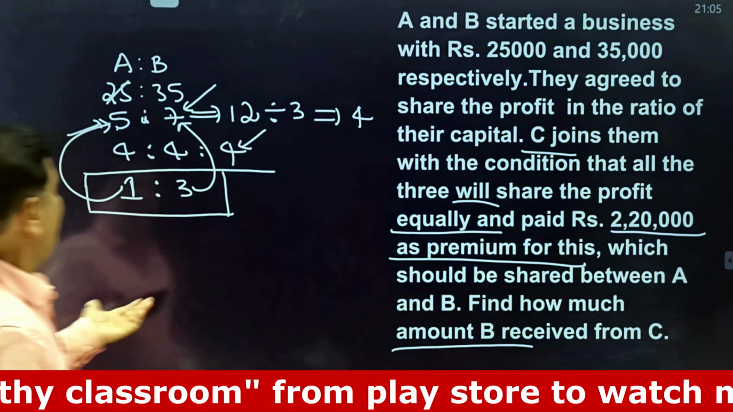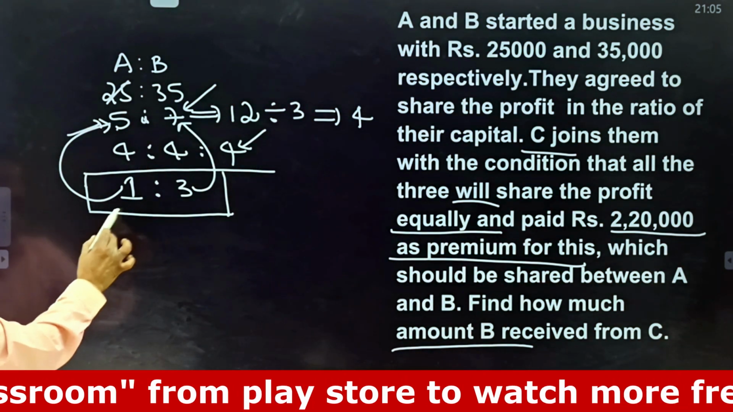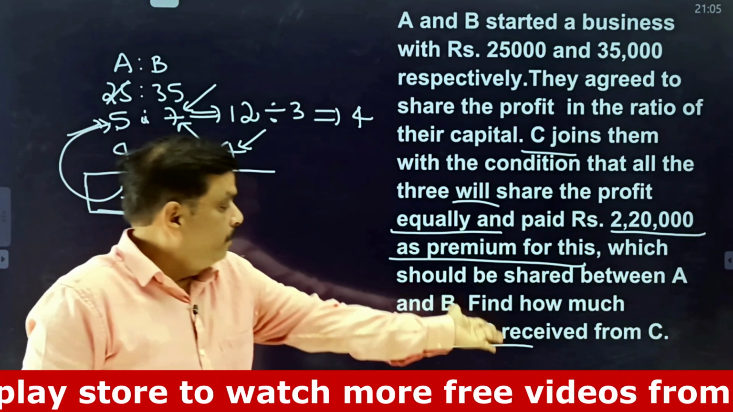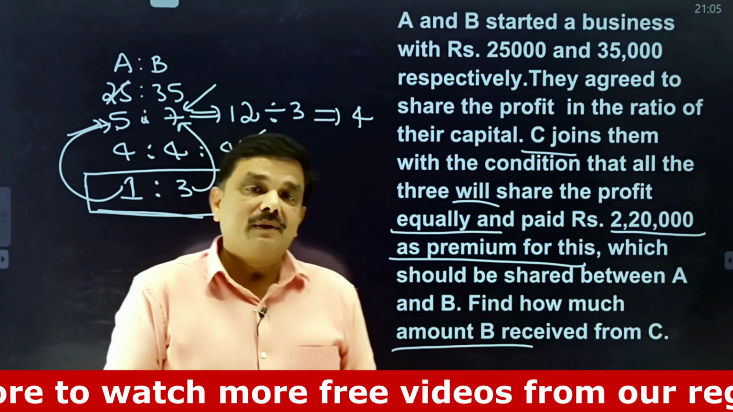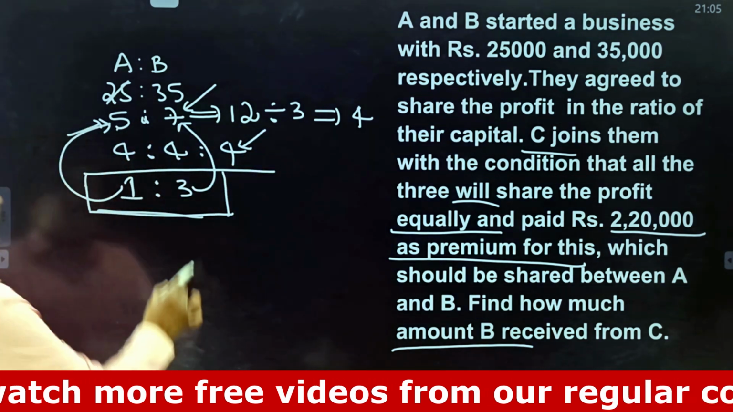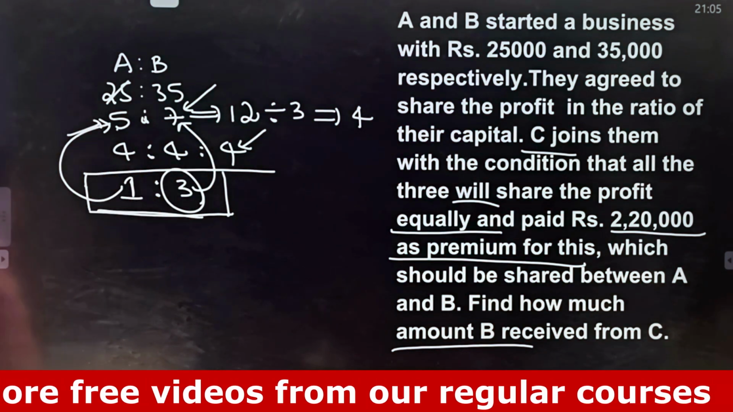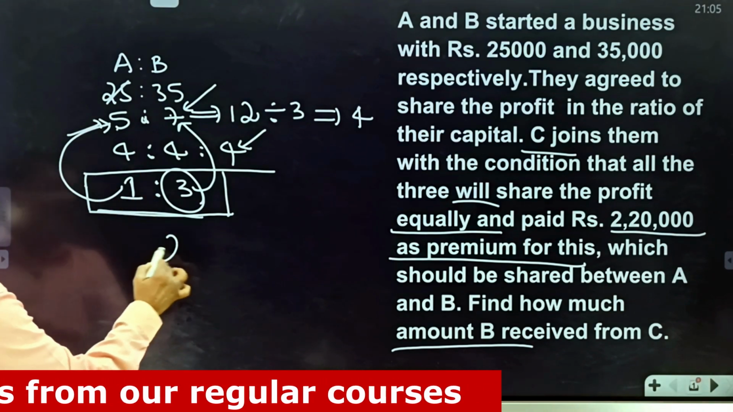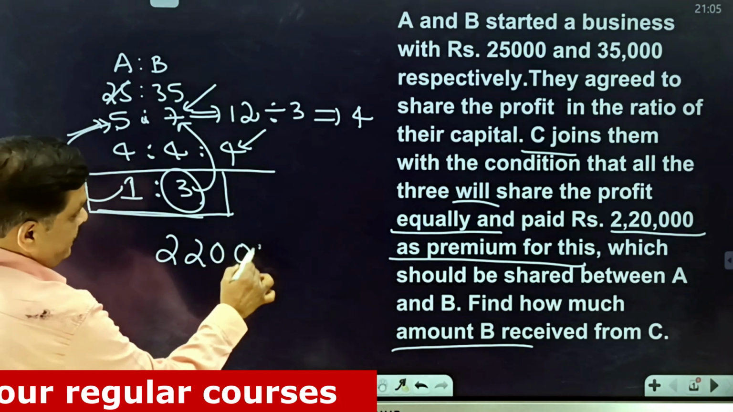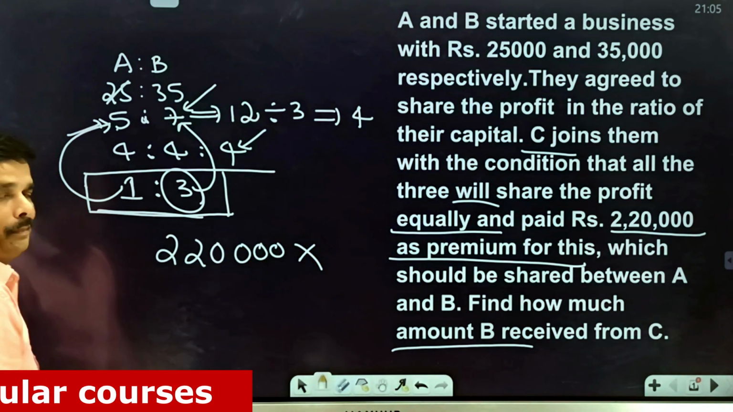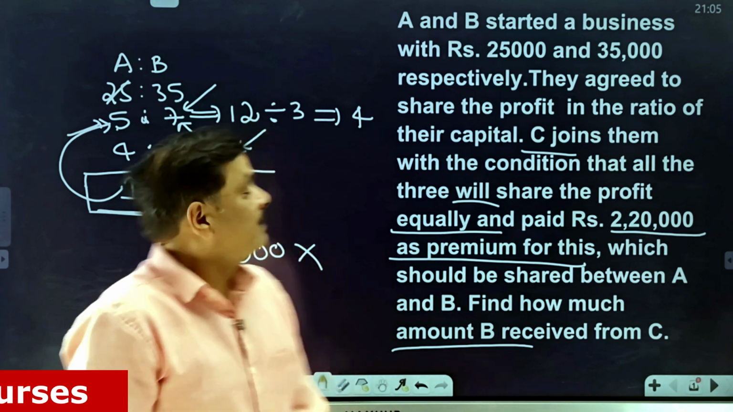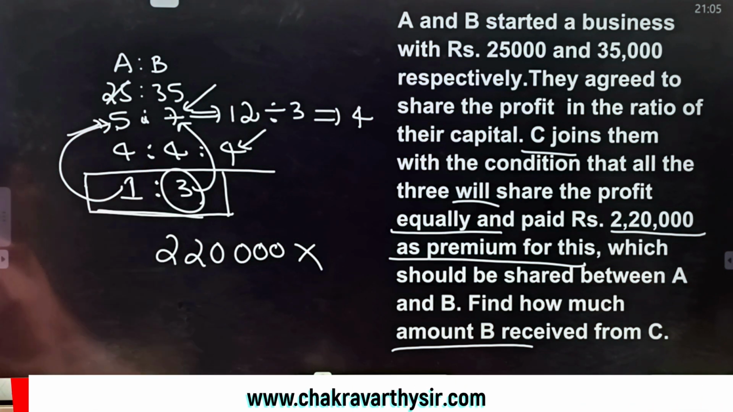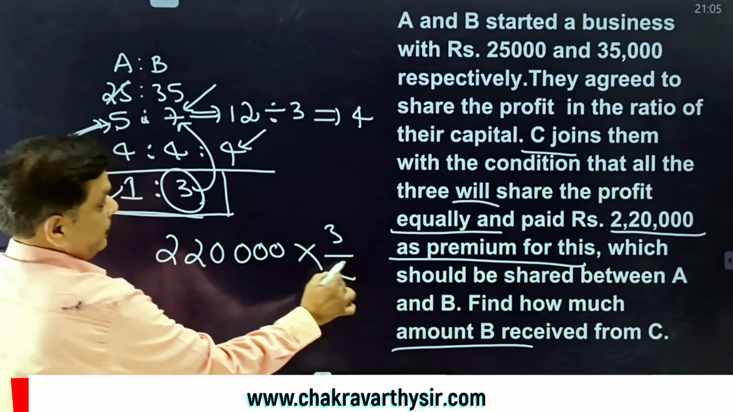Okay. Now you see this 1 is to 3. In this ratio, I have to distribute 2,20,000. The question is based on B only. How much money B must receive from C? How many parts? B should receive 3 parts. Out of how many parts? 4 parts. That means this is 2,20,000 multiplied by what is the fraction here? See this one, B must get 3 parts out of 4 parts. Okay, so that is 3 out of 4, 3 by 4.